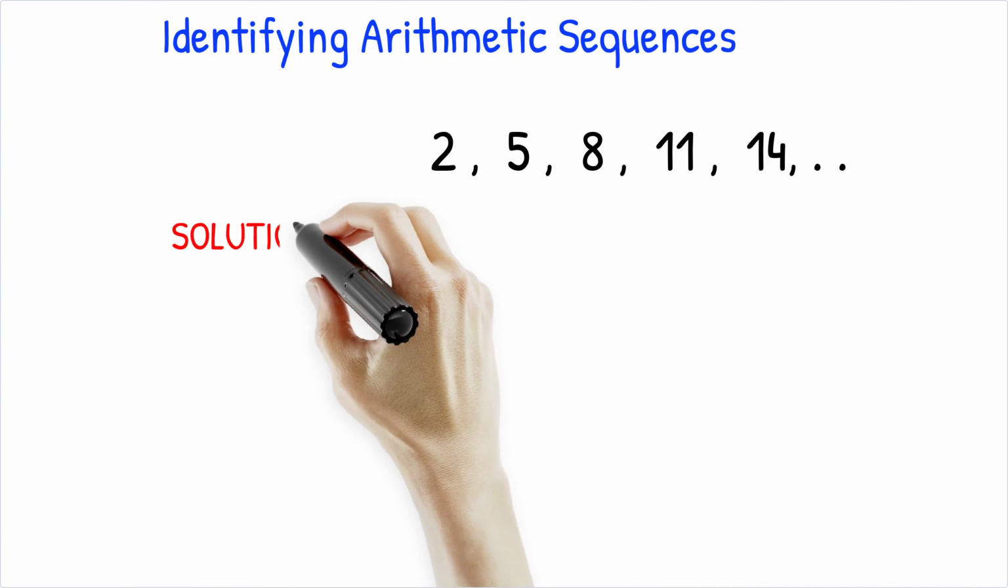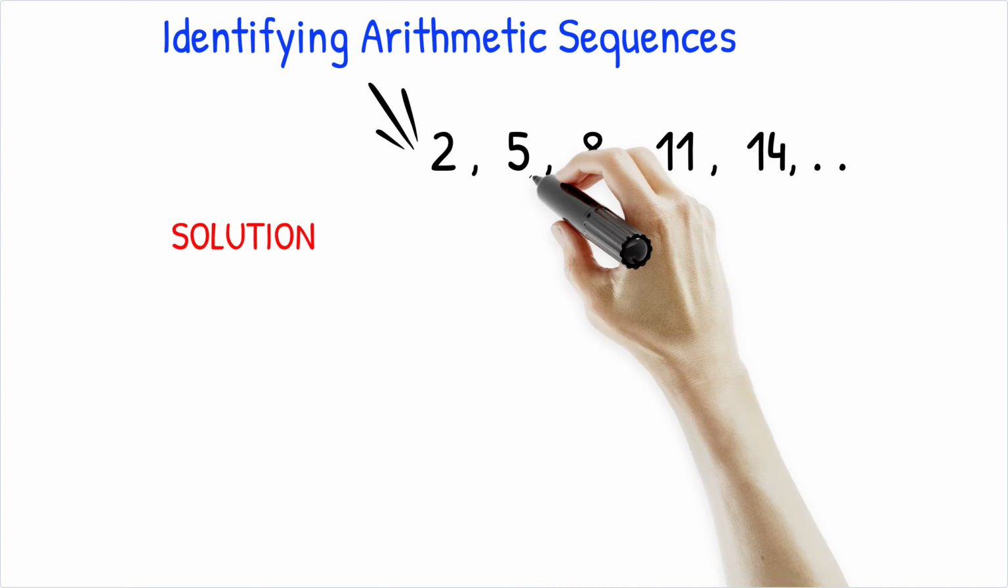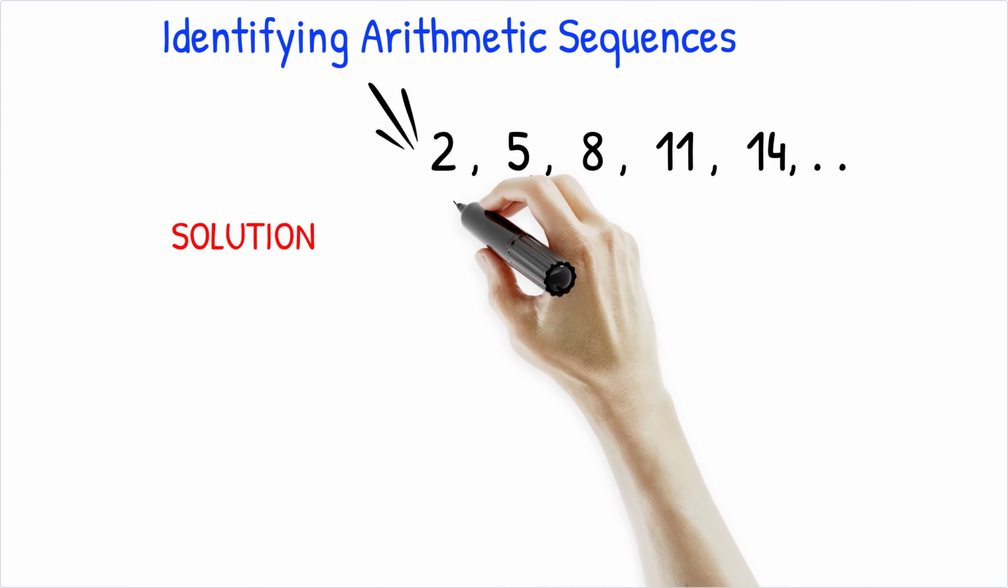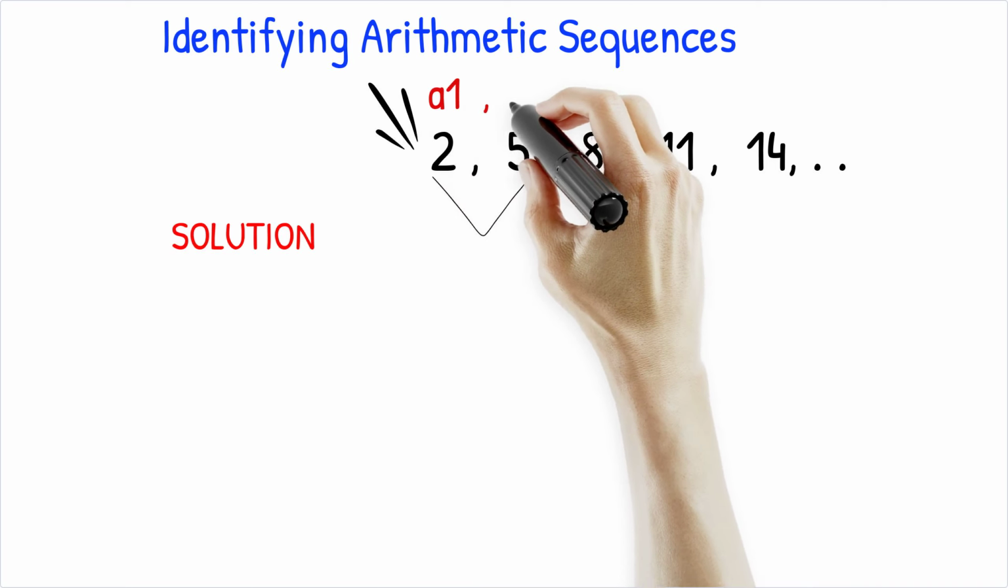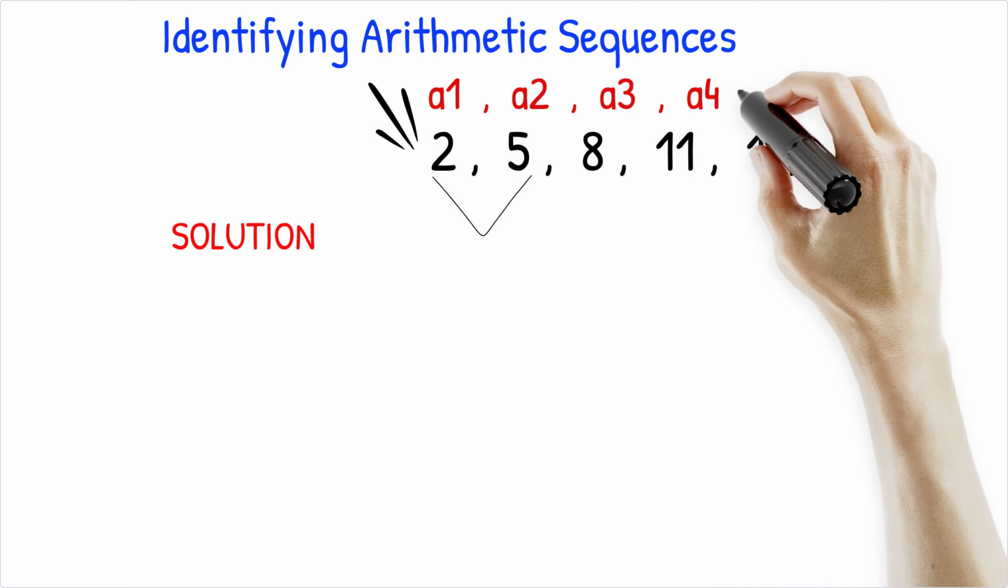Let's see an example. To understand arithmetic sequences, consider the series of numbers 2, 5, 8, 11, 14, and so on. To identify if the given series is an arithmetic sequence or not, we have to find the differences of consecutive terms. Let's consider the series of numbers as a1, a2, a3, a4, and so on.